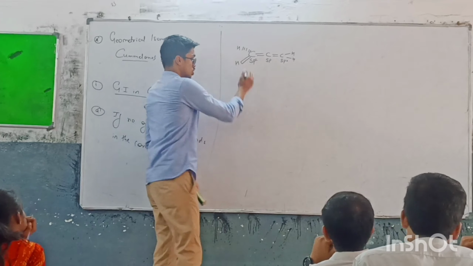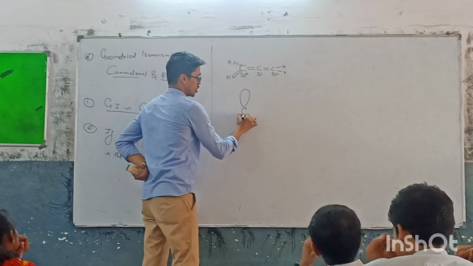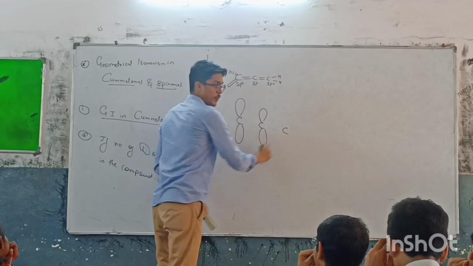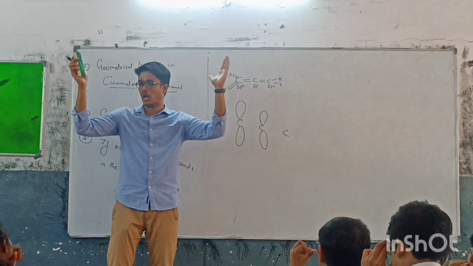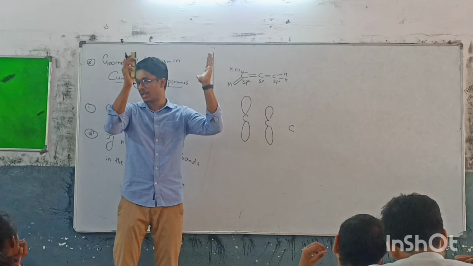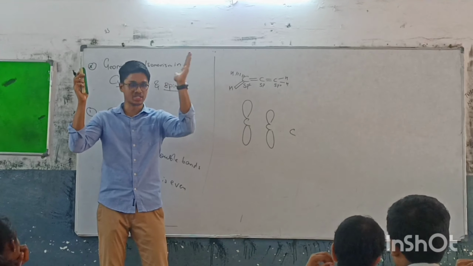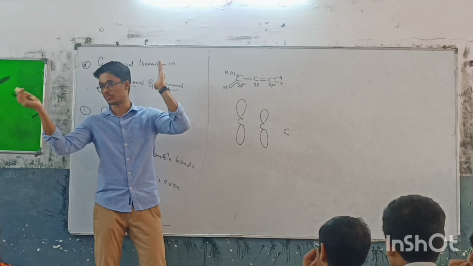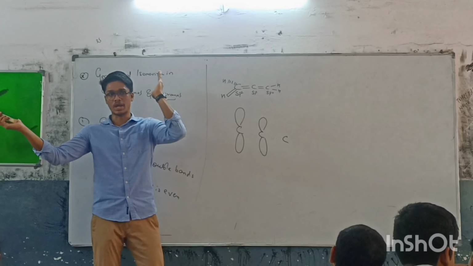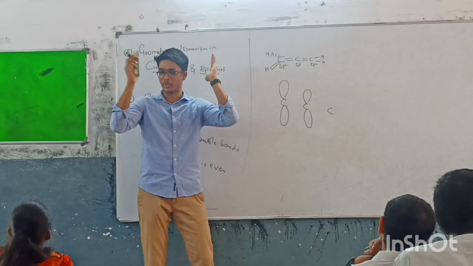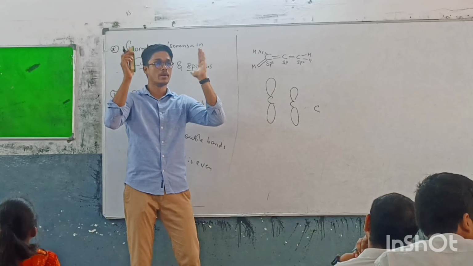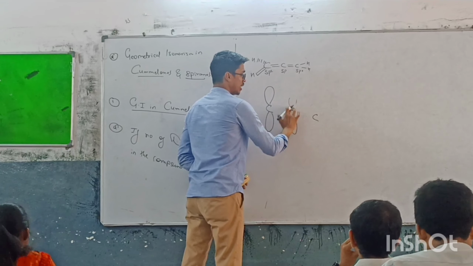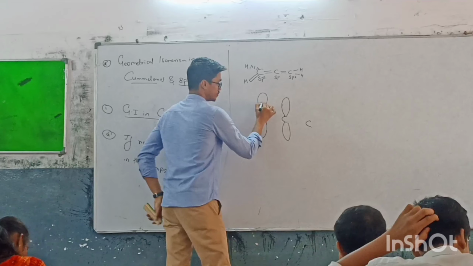So if this carbon is using pz, this carbon is also using pz, because the pi bond is formed by lateral overlap. This p orbital should be horizontal. It's pz, and this should also be pz only. If this is pz and this is py, will it overlap? No. The overlap should be proper for a positive overlap. Both p orbitals should be the same only. If it is px, it should also be px; if pz, pz only.